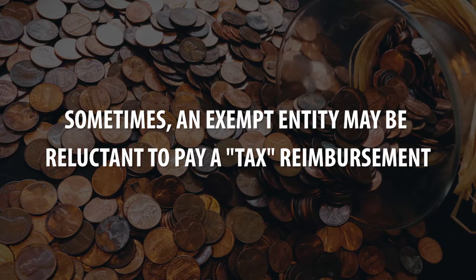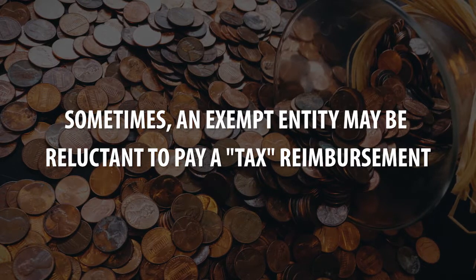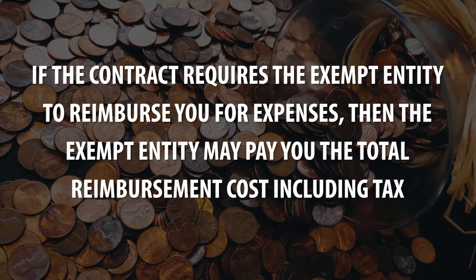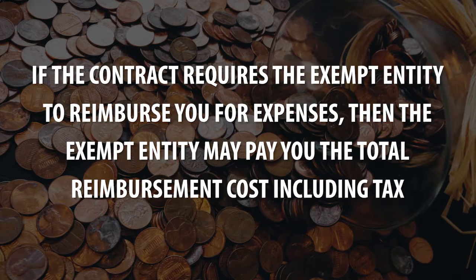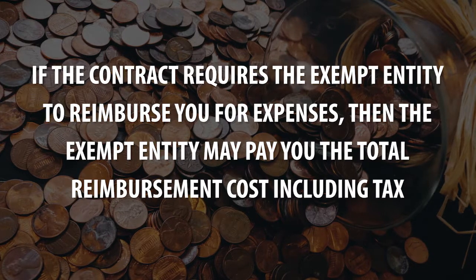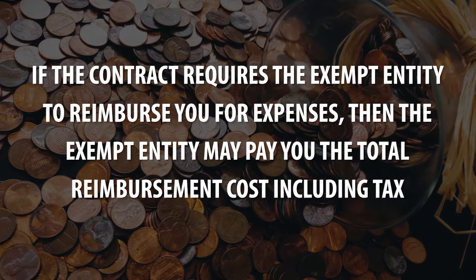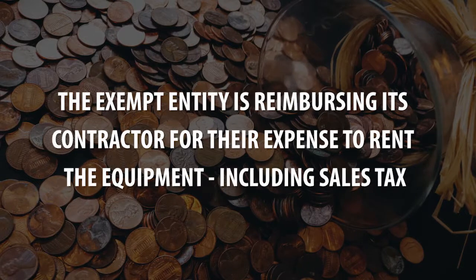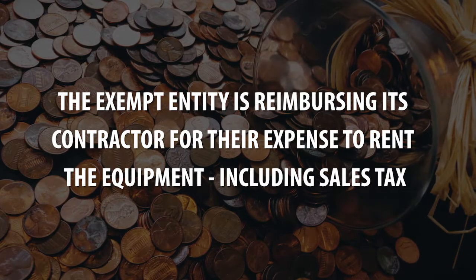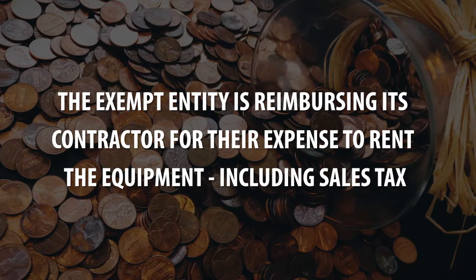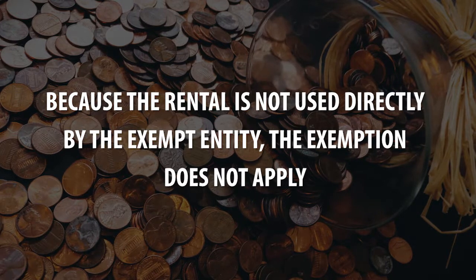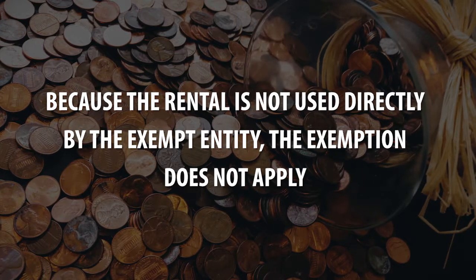Sometimes, an exempt entity such as a city in our example is reluctant to pay a tax reimbursement. However, if the contract requires the exempt entity to reimburse you for expenses incurred in completing your construction work, then the exempt entity may pay you the total reimbursement cost, including the tax. In this case, the exempt entity is reimbursing its contractor for their expense to rent the equipment, including the sales tax paid by the contractor. Because the rental is not used directly by the exempt entity, the exemption does not apply.